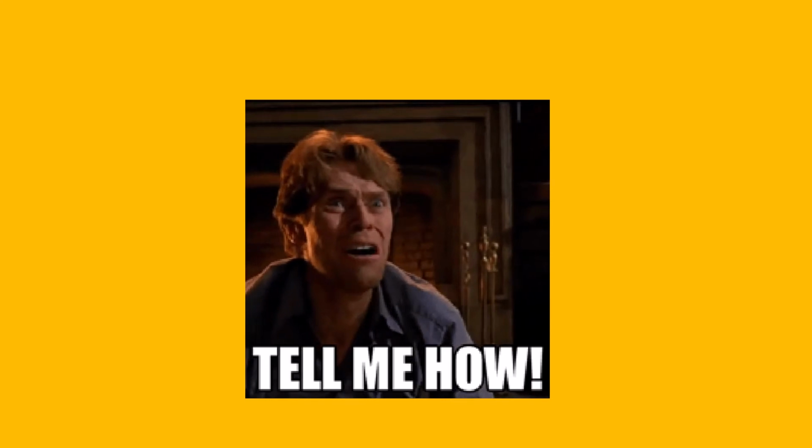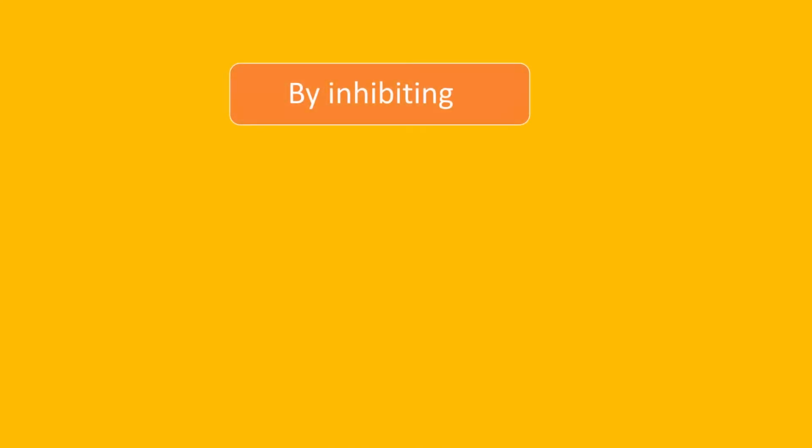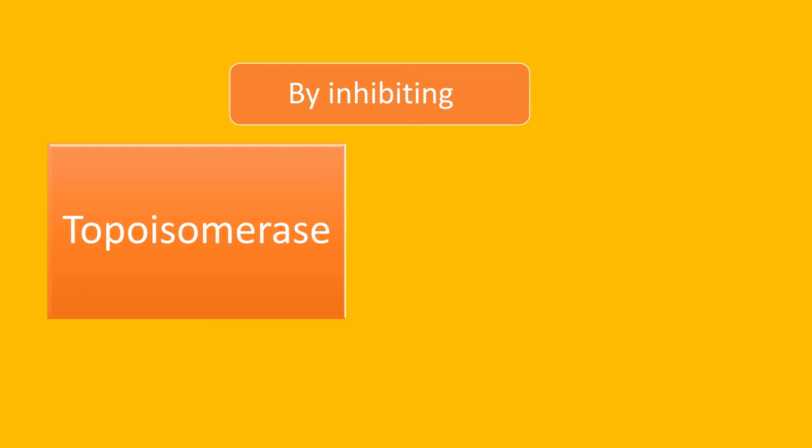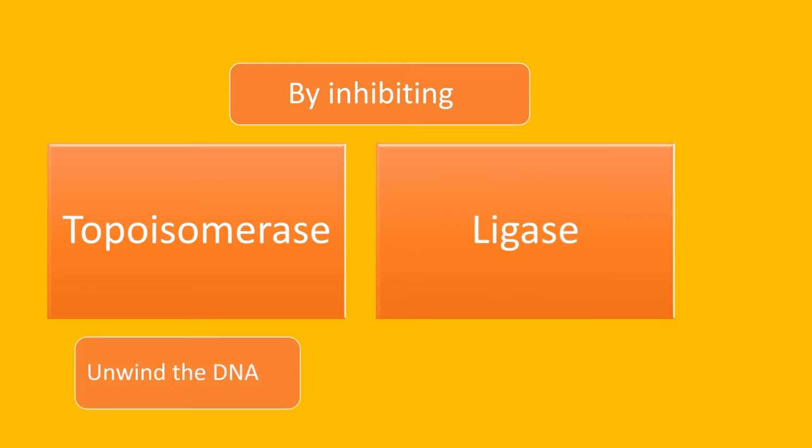They interfere in the DNA replication by interrupting the enzyme activity of topoisomerase, an enzyme class that unwinds the DNA, and ligase, which joins the two DNA strands together. Normally the topoisomerase unwinds the DNA, but when this enzyme is inhibited, the DNA can't unwind, which means that the replication of DNA can't take place because the DNA needs to be unwound first.